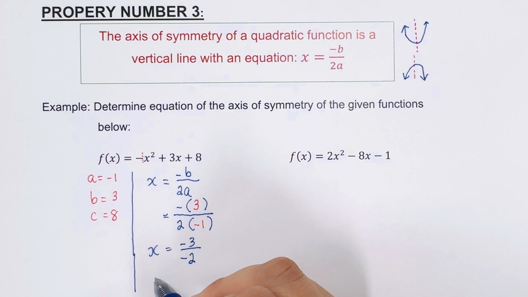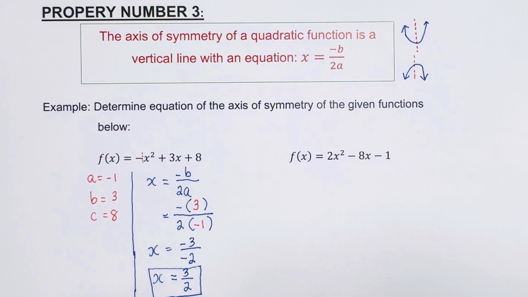Now, what happens if both are negatives? When you divide two negatives, what's the answer? Positive. So it's going to be +3 over 2 is the equation of the vertical line. Okay? So that's how we got this number. What I did, I just plugged it in. Try the second example right there. Solve for the equation of the axis of symmetry.